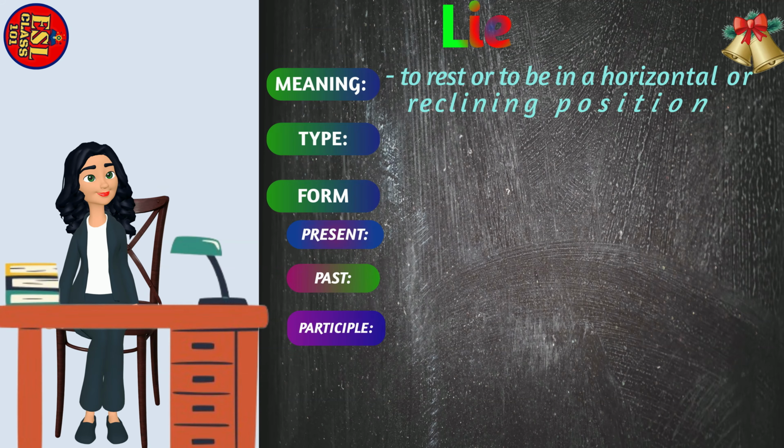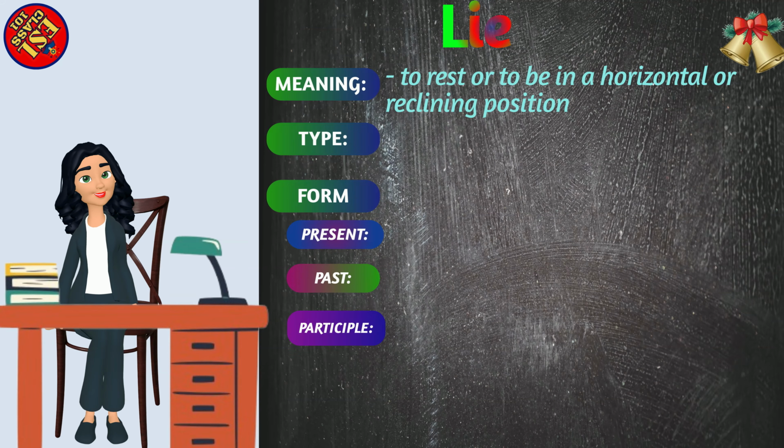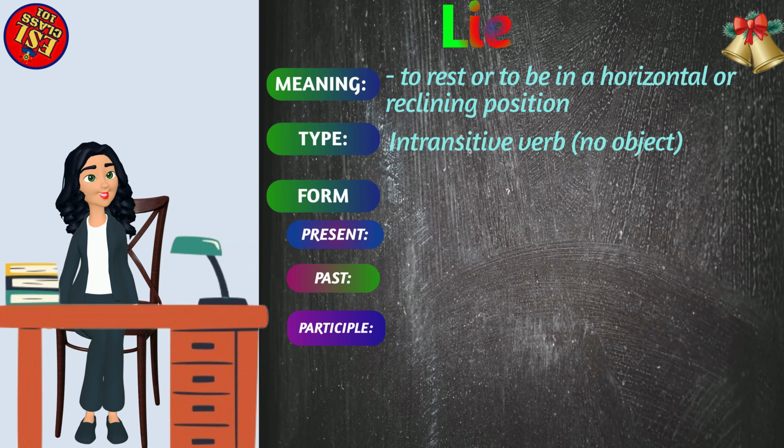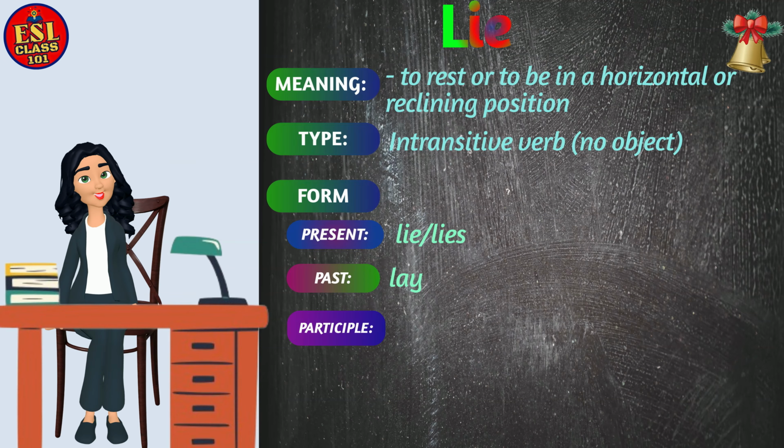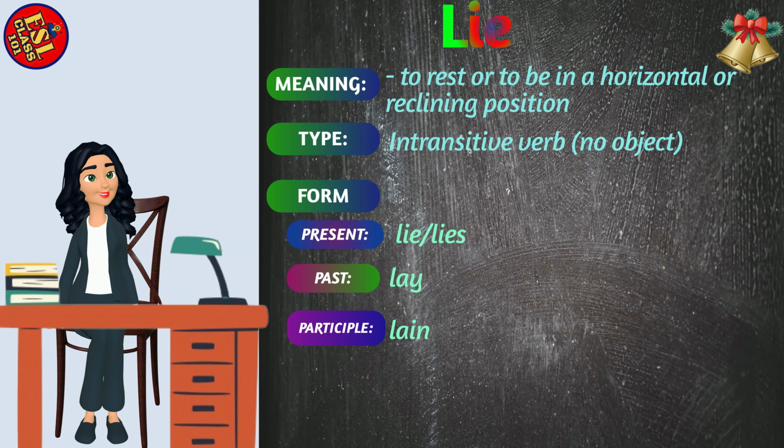To sum up, lie means to rest, recline, or be in a horizontal position. It is an intransitive verb, which means it does not take an object. Its forms are lie in the present tense, lay in the past tense, and lain as the past participle. The past participle is used in perfect tenses, such as the present perfect.